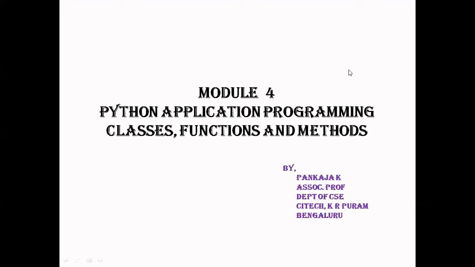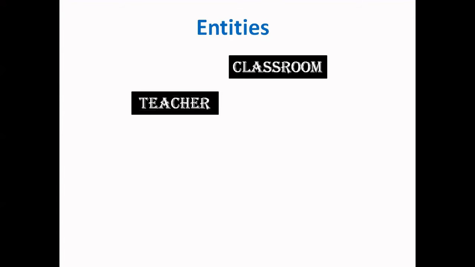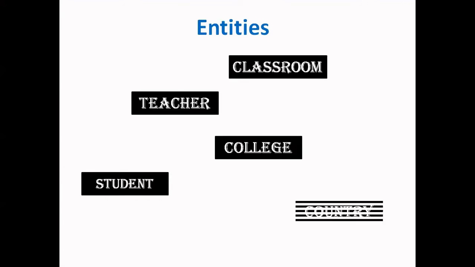What I'm going to do is take some entities in the real world. I'll just name a few entities, like it could be classroom, then it could be teacher, or it could be student, or it could be college, or it could be country. So these all are entities, right? Now, when I say the entity, we have taken it from the outside world, right?